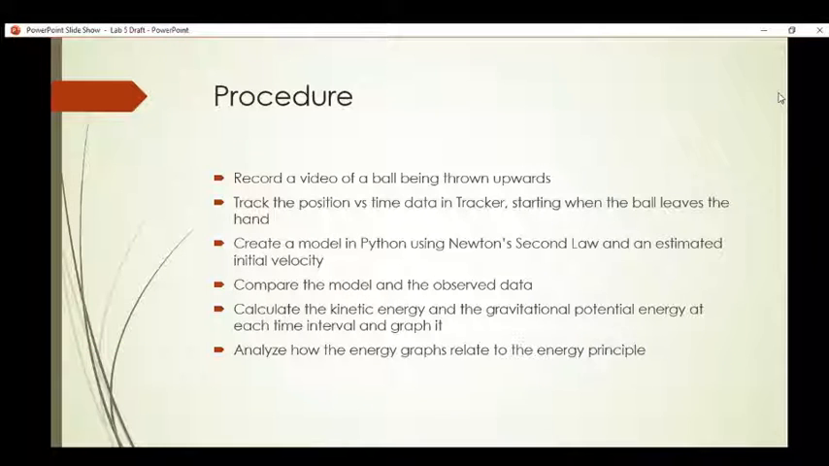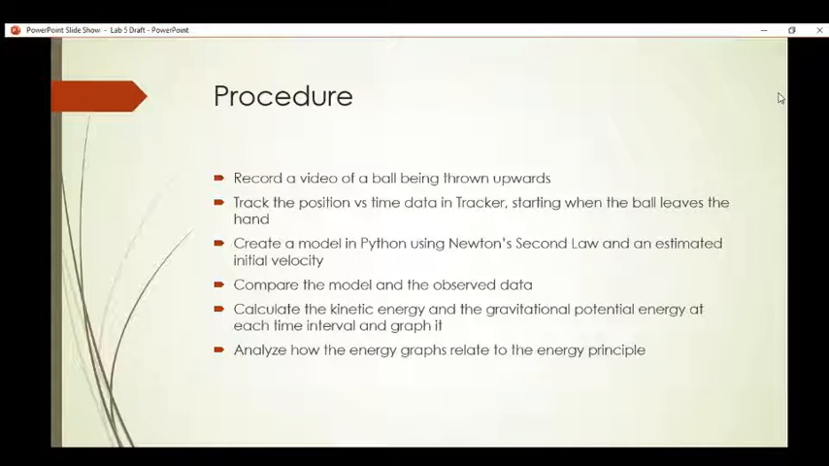Here is the procedure I used for this experiment. First, I recorded a video of a ball being thrown directly upwards. I then imported that video into Tracker and tracked its movement and produced a position versus time plot.